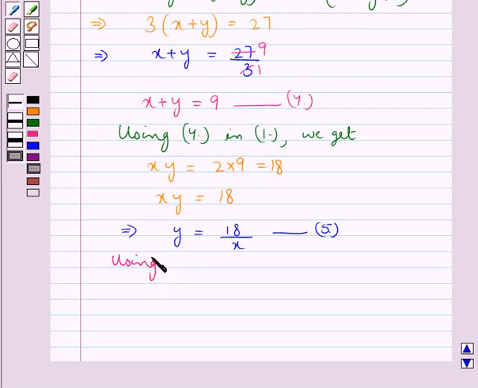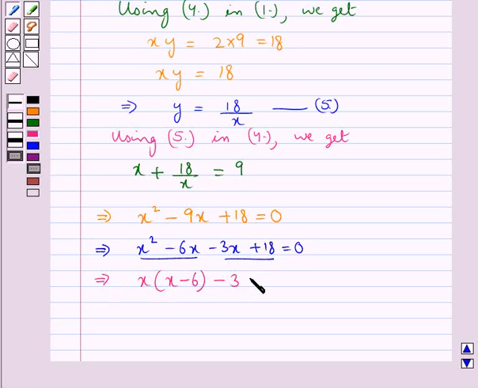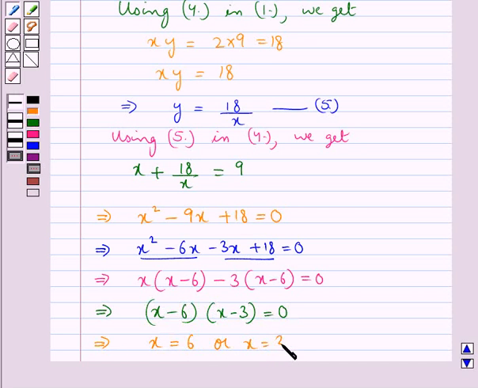Now, using this result 5, that is y is equal to 18 upon x, in result 4, we get x plus 18 upon x is equal to 9. Further, x square minus 9x plus 18 is equal to 0. By solving this quadratic equation, we get x square minus 6x minus 3x plus 18 is equal to 0. For factorizing, we have x into (x minus 6) minus 3 into (x minus 6) is equal to 0. Or we have (x minus 6) into (x minus 3) is equal to 0, which means we have x equal to 6 or x equal to 3.